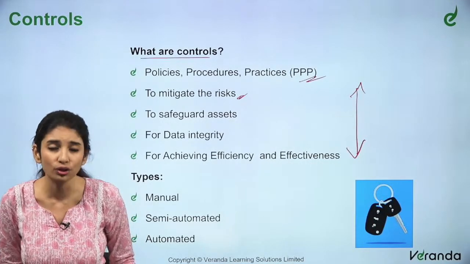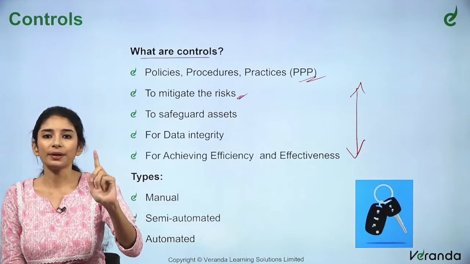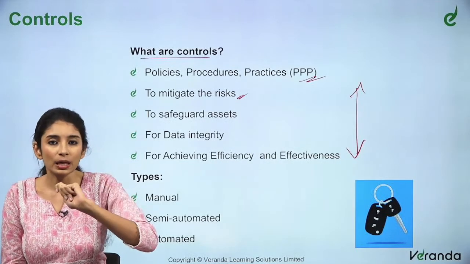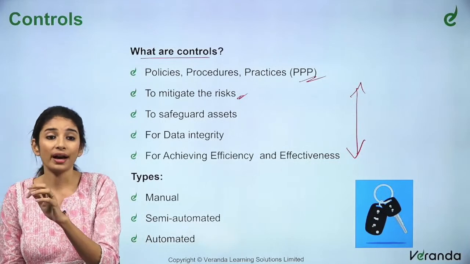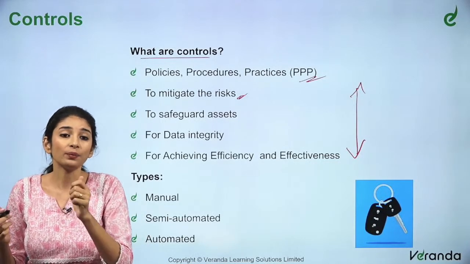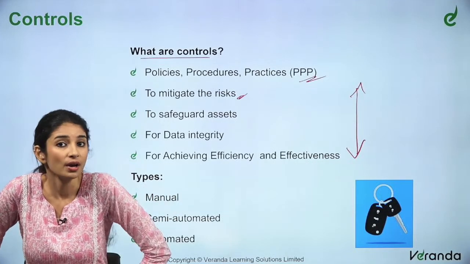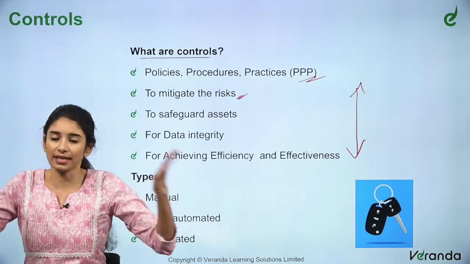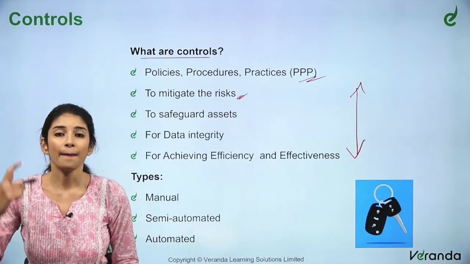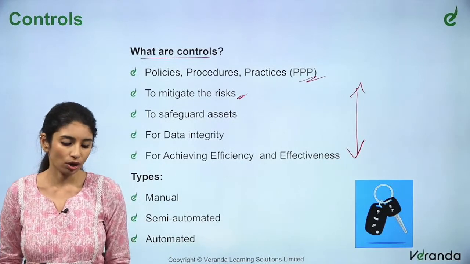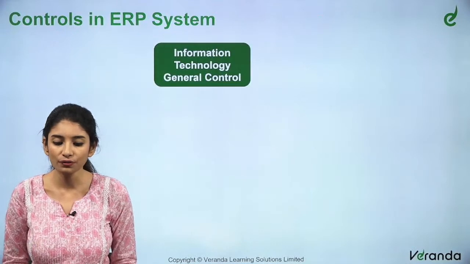The types of controls could be automated, semi-automated or manual. Imagine the car keys. We have manual car key, we have semi-automated car key and we have automatic. You just don't need the key in your hand. As long as it's in your pocket or near you, that's fine. The car is going to open by itself. So we have three types of controls: manual, semi-automated and automated controls. Clear about the definition of controls?